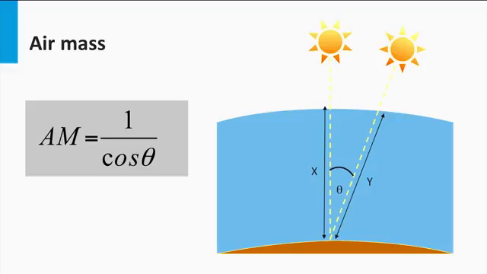The path length of light is defined by the optical air mass. An air mass of 1 corresponds to the smallest possible path length, which is the path length at the equator. An air mass of 1.5 means that the absorption path length is 1.5 times larger than that at the equator.